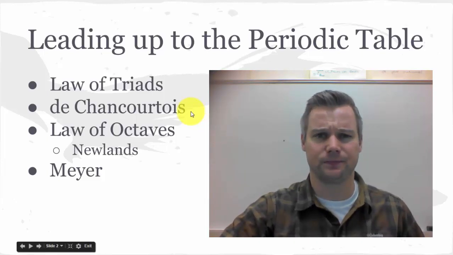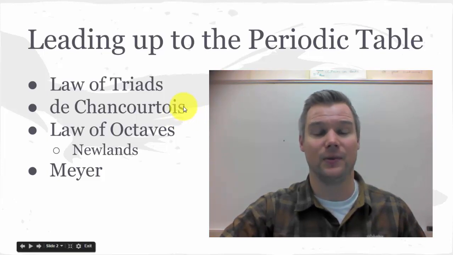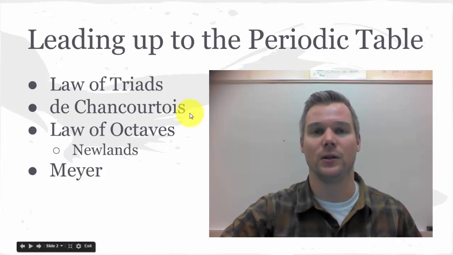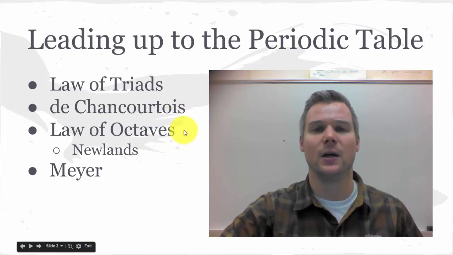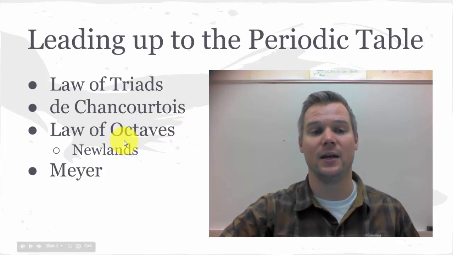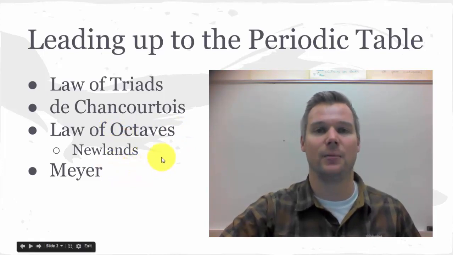His work was actually pretty strong, but he was a geologist, and how he published his work wasn't as useful to chemists as it was to geologists. So then Newlands came up with the law of octaves, which is based on eighths, which is more similar to what we have today. And finally, Meyer produced a table that was very similar to the current table, but his just wasn't produced in time.